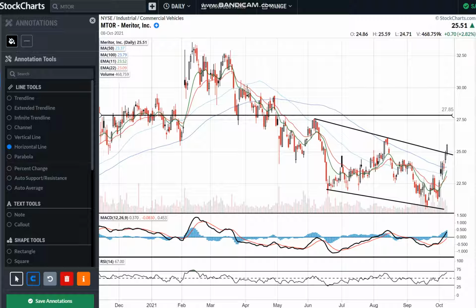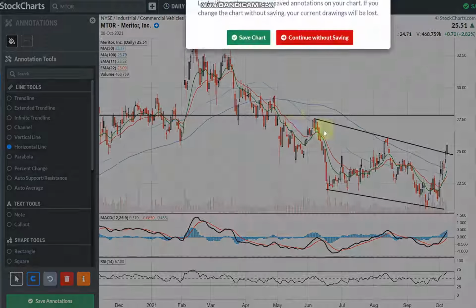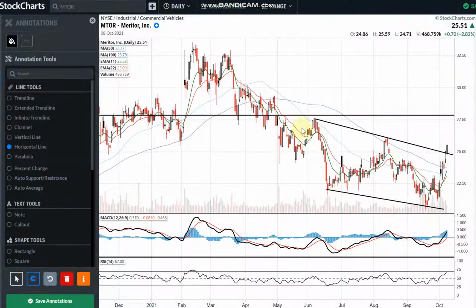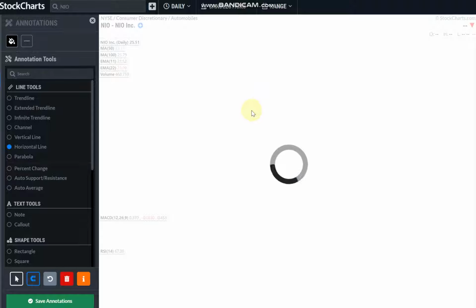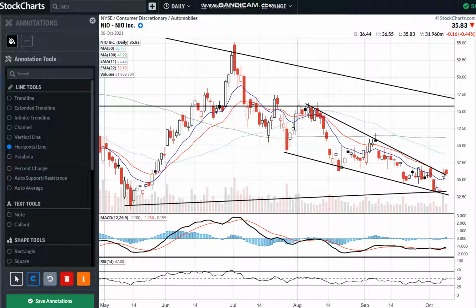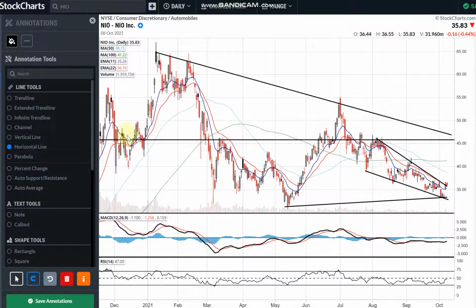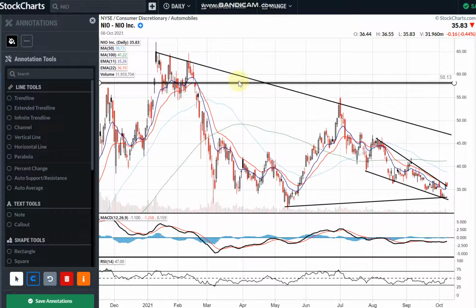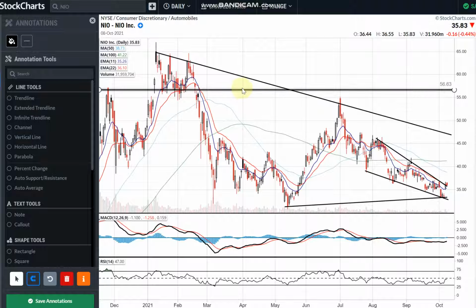Next stock on my list is the popular electric vehicle manufacturer NIO. NIO started recently selling its cars in Europe, in Norway, and last week Goldman Sachs upgraded the company to buy with a price target of 56. So this is the zone that Goldman Sachs are expecting to be reached.